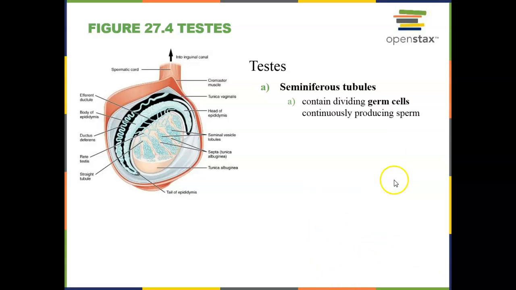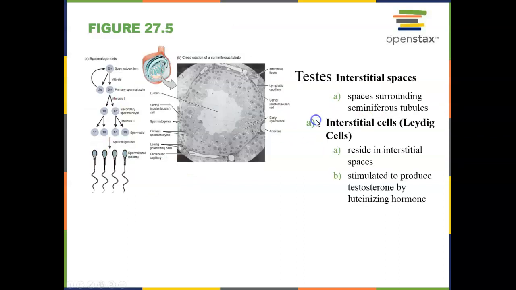We also have germ cells, so spermatogonia, that actually produce new sperm, and they're constantly dividing once we hit puberty.